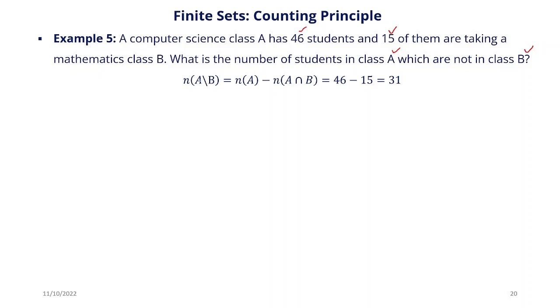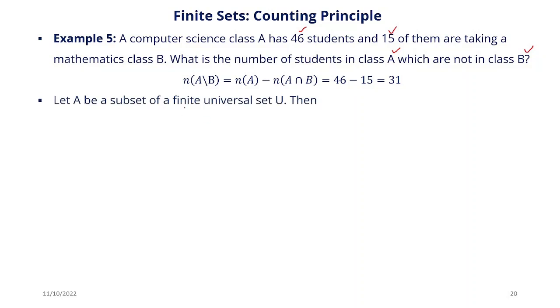So we say we want to separate the number in set B from the one in A. So that is n(A) minus n(A intersection B). 46 minus 15, that gives us 31. Which is obvious, of course.